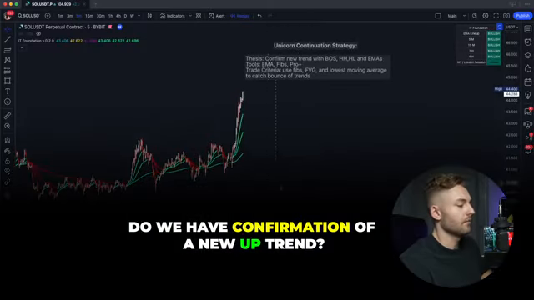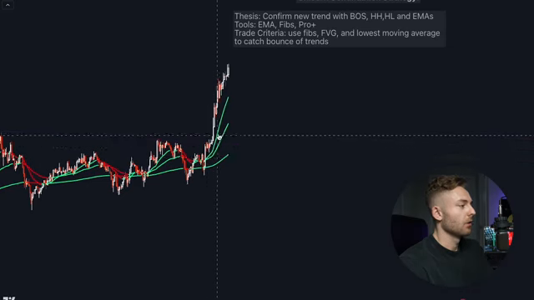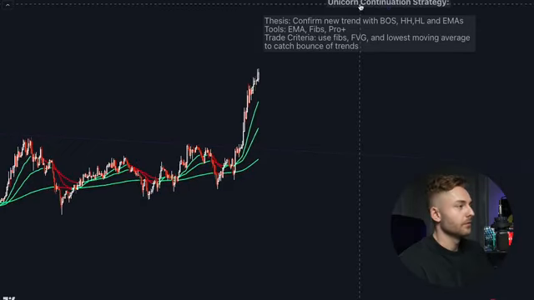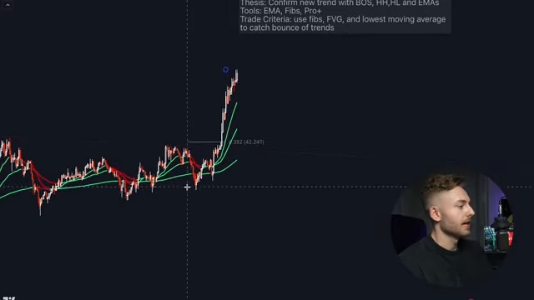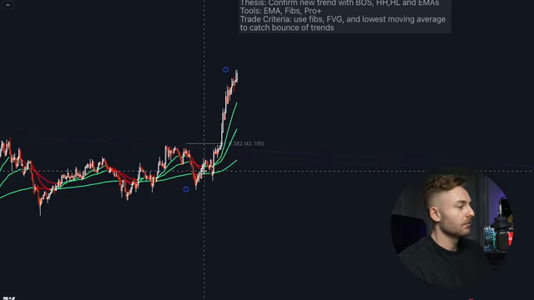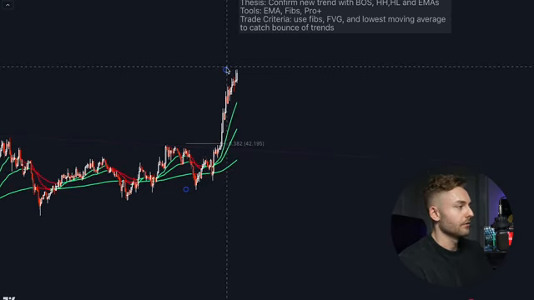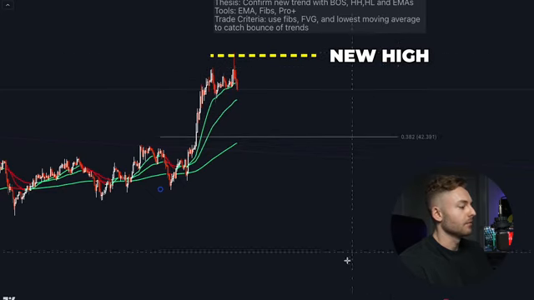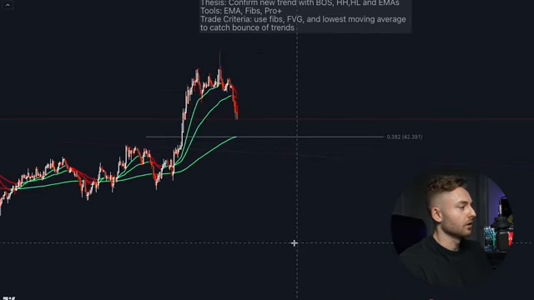So do we have confirmation on a new uptrend? All right, we have all of our moving averages stacked on top of each other. We also have higher high, higher low. So now what we want to do, once again, is draw our fib from the high here down to the most recent low before this first move of all of our moving averages being crossed. All right, so now we have a new high, so we want to update our fib to this most recent wick. And now price is coming down closer to our entry.